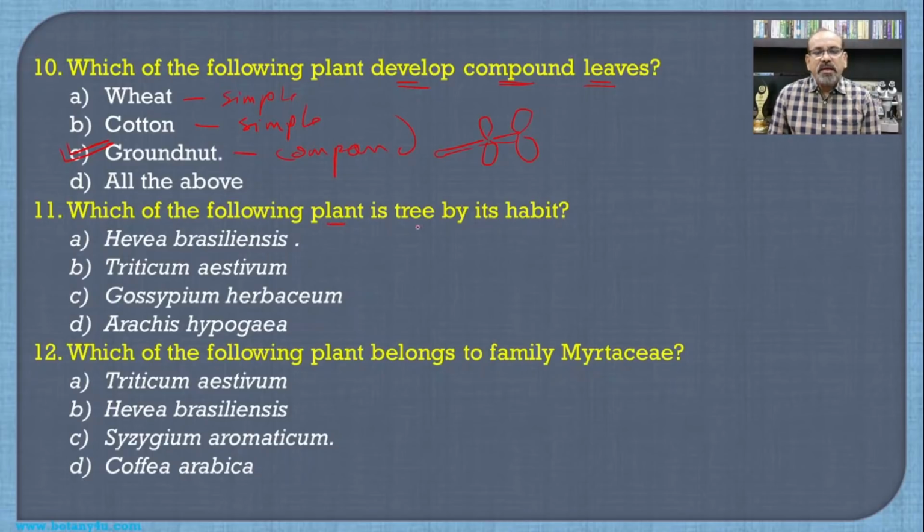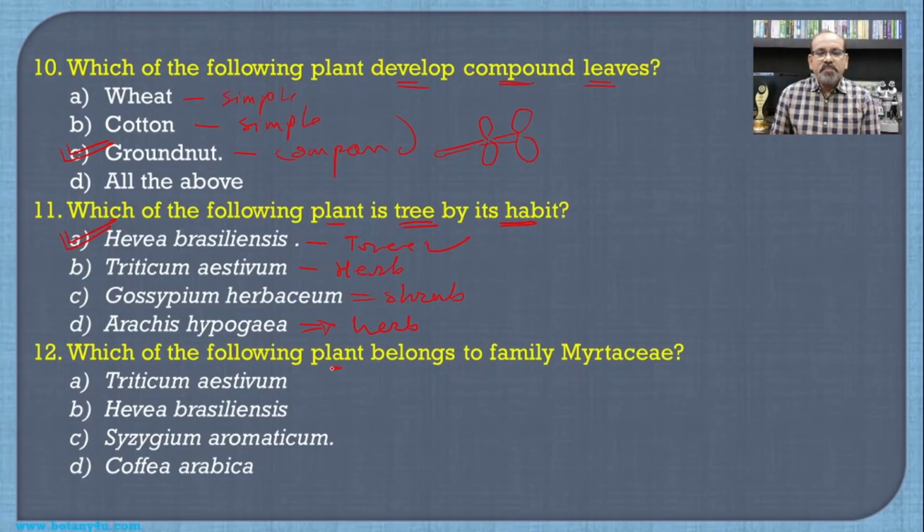Then which of the following plants is a tree by its habit? Hevea brasiliensis, that is, it is a tree. Then Triticum is a herb, Gossypium is a shrub, and Arachis hypogaea, that is the groundnut plant, it is also a herb. So this is the categorization of the different plants which are given in the options. Out of that we have the tree, that is Hevea brasiliensis, which is responsible for the production of the latex or the rubber.